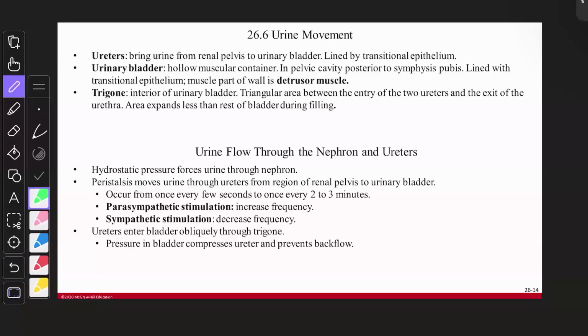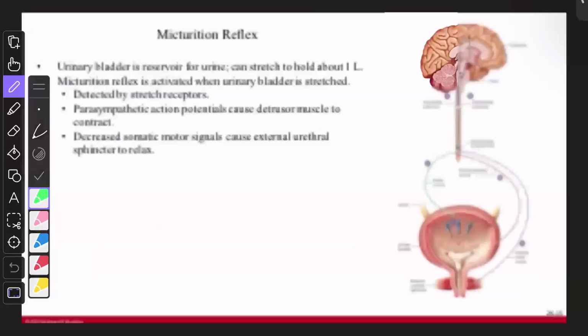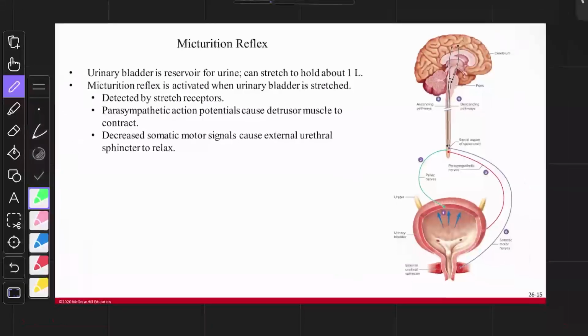Does all this make sense? Does anybody have any questions? No? Okay. When you feel the urge to urinate, that is called the micturition reflex, which is not a fun word to say. It's hard to get out.